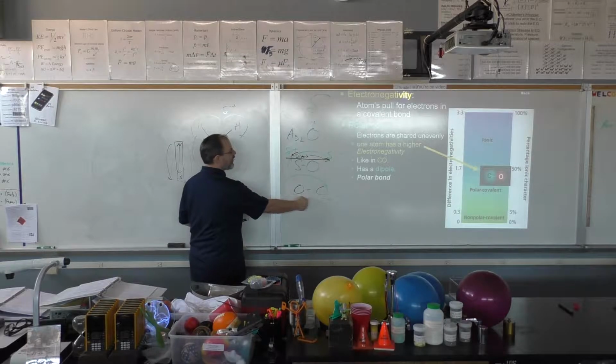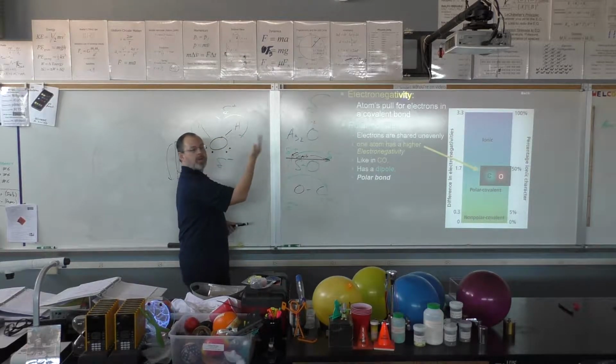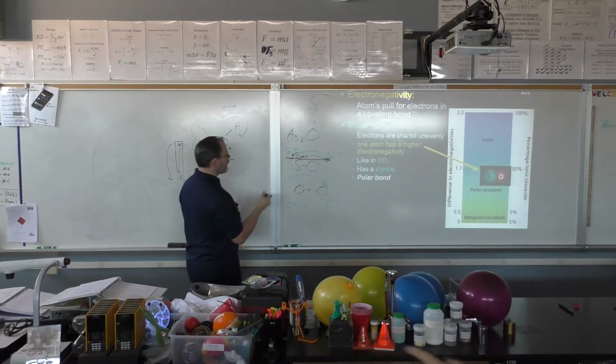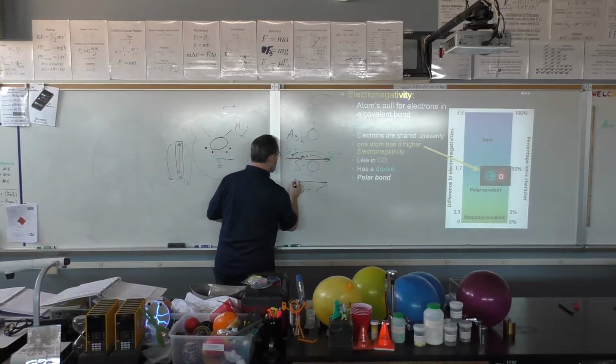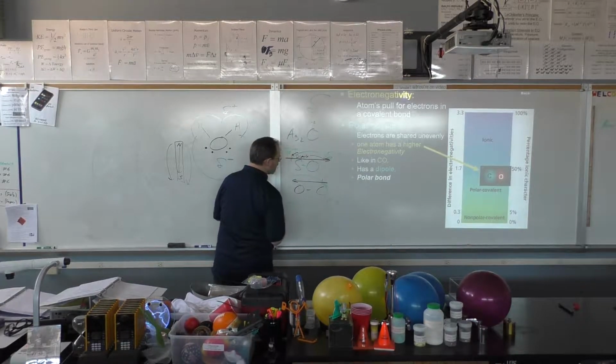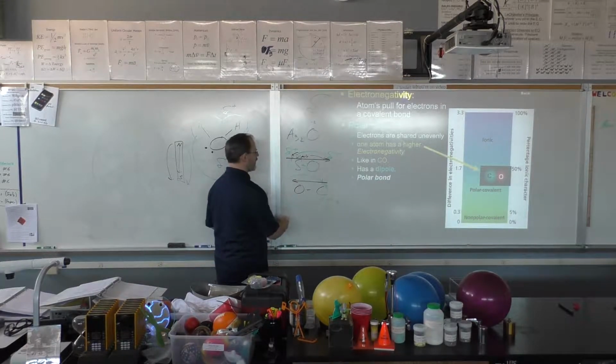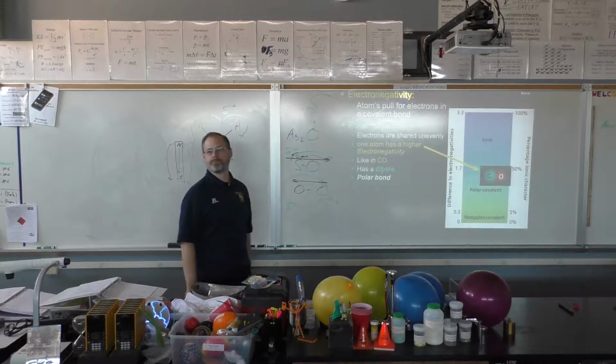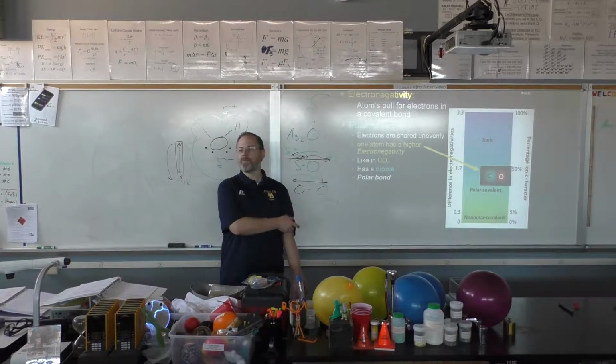Which direction is this dipole going to go? Show me with your hand. Where's this dipole going to go? Yeah, most of you realize it's going to go this way because the partial positive, that should be a positive sign over there, is on the carbon, and the oxygen has a partial negative. That's a dipole. Make sense?